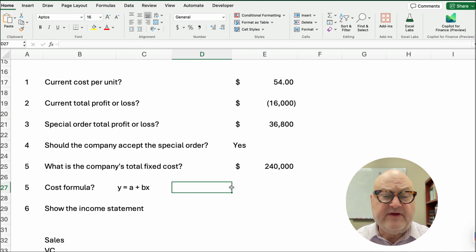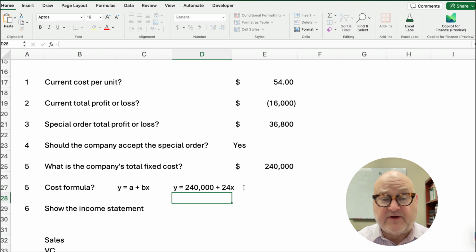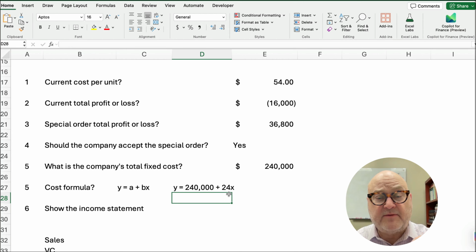Now, this is one way to think about it. You really want to look at it and say, what's fixed, what's variable, what changes, what doesn't change. Well, let's do our cost formula. Y is our total cost, A is our total fixed cost, B is our variable cost per unit, and X is the number of units. So our cost formula is Y equals 240,000 plus, and what's our variable cost? 24X. So for every unit we produce, it's going to be 24 times X plus the 240,000.